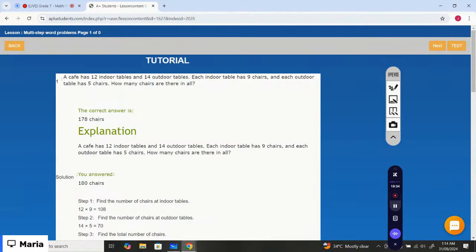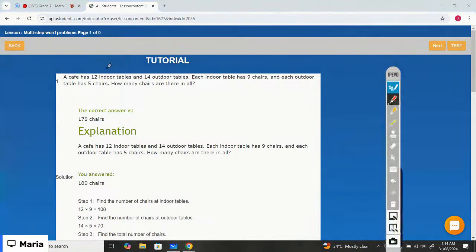A cafe has 12 indoor tables and 14 outdoor tables. Each indoor table has 9 chairs and each outdoor table has 5 chairs. How many chairs are there in all? So you need to calculate the total chairs, right? So 12 indoor tables and indoor table have 9 chairs, right? You have to do 12 times 9 to calculate the chairs with the indoor tables, right?